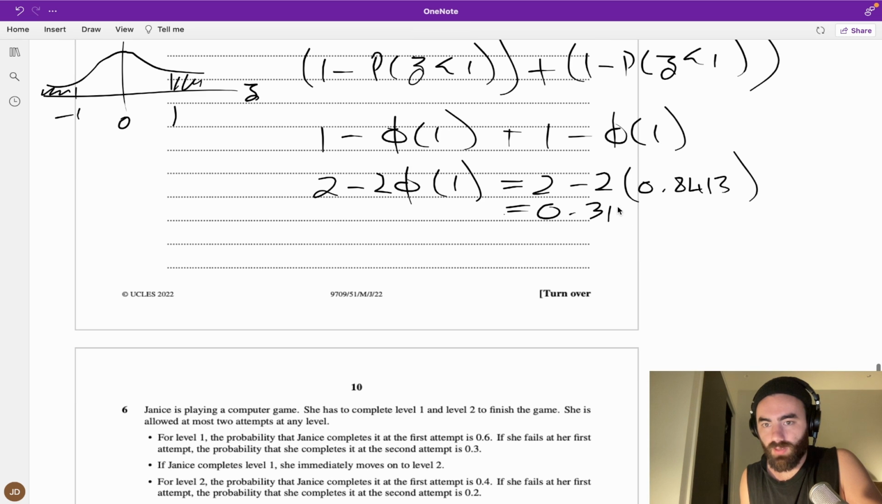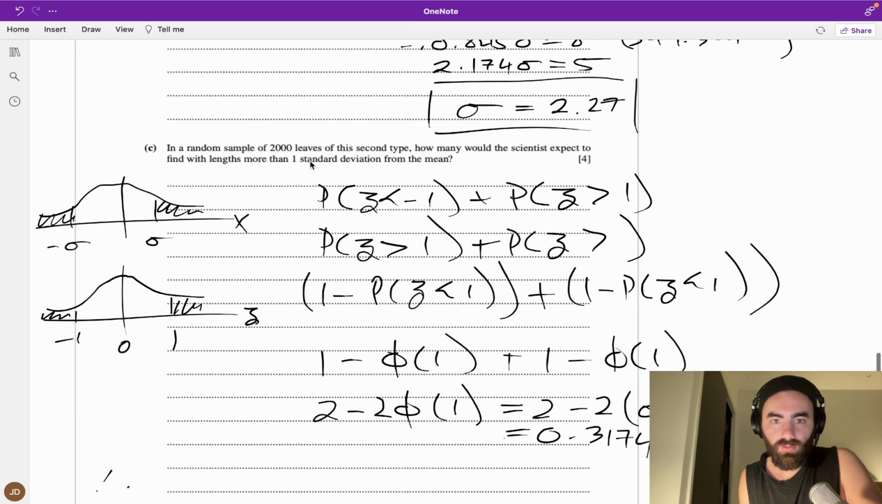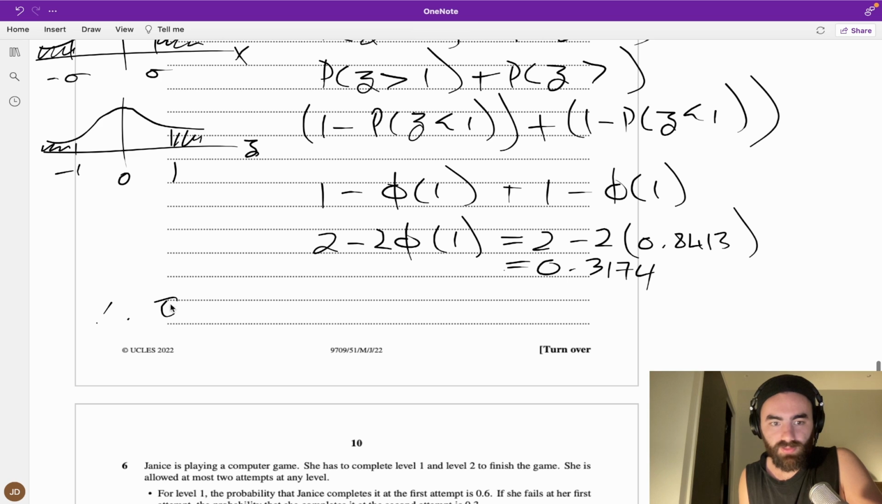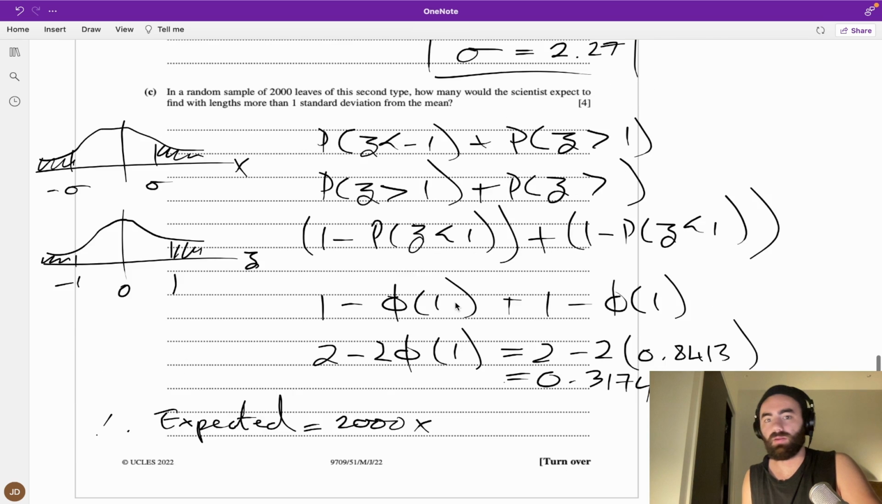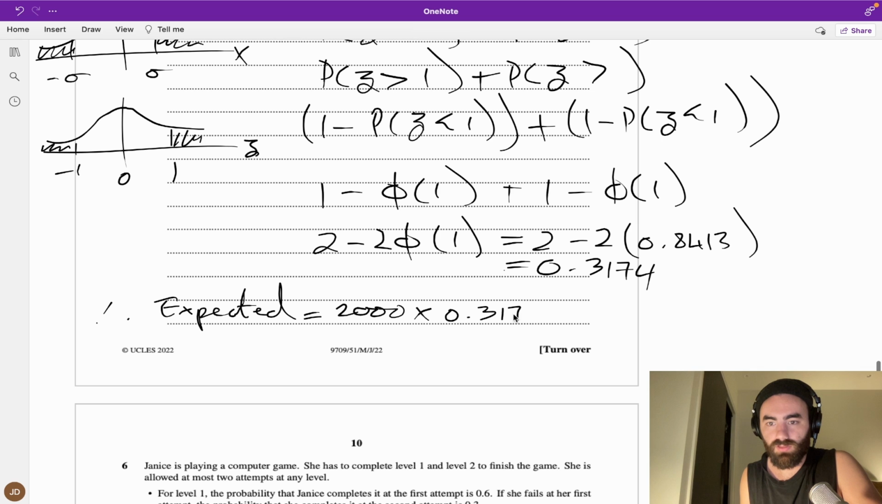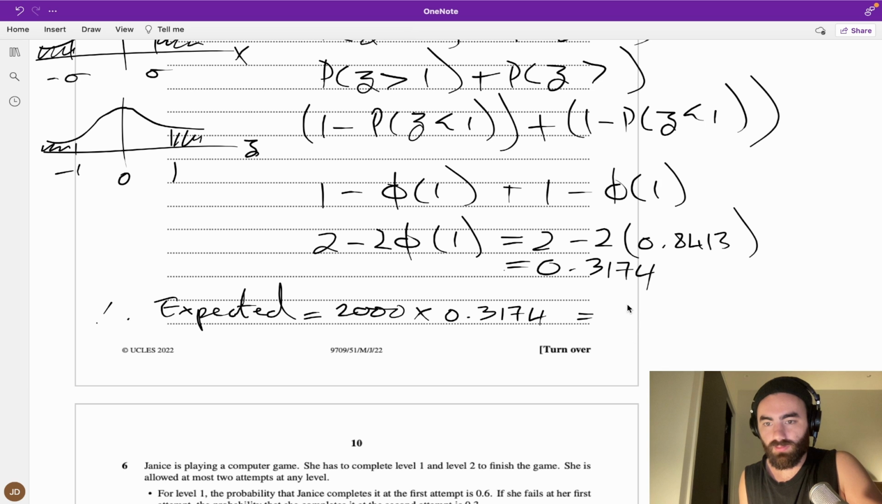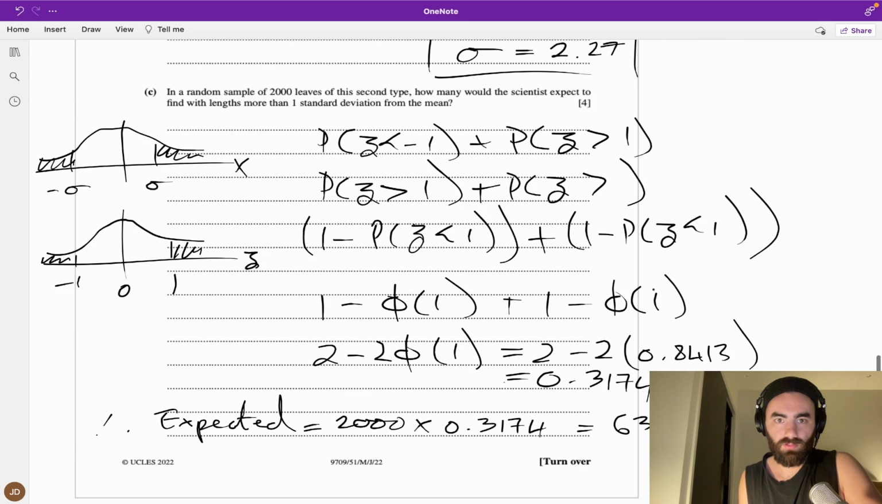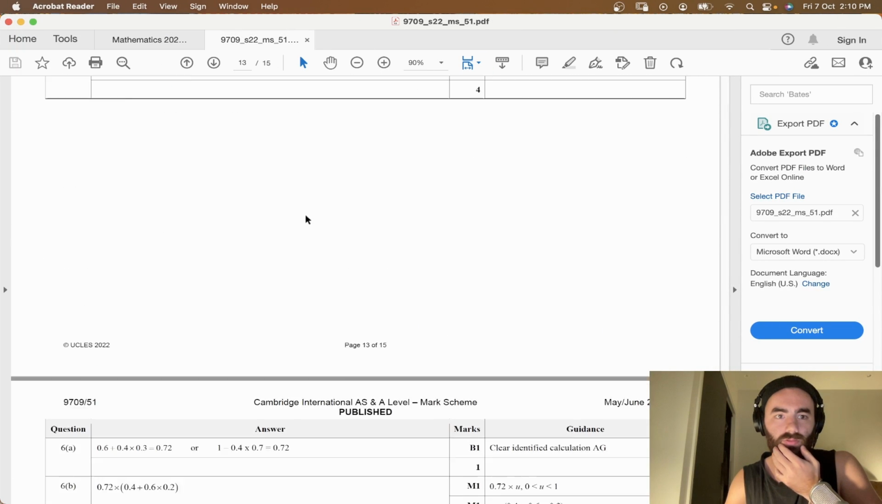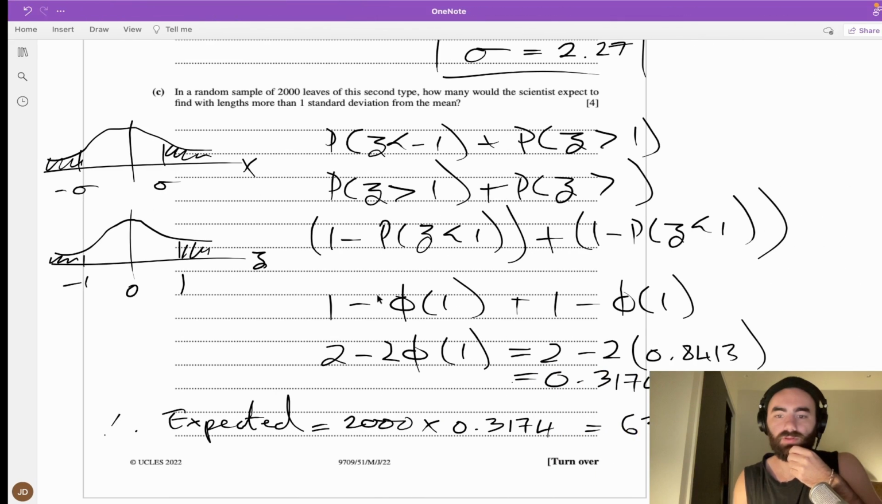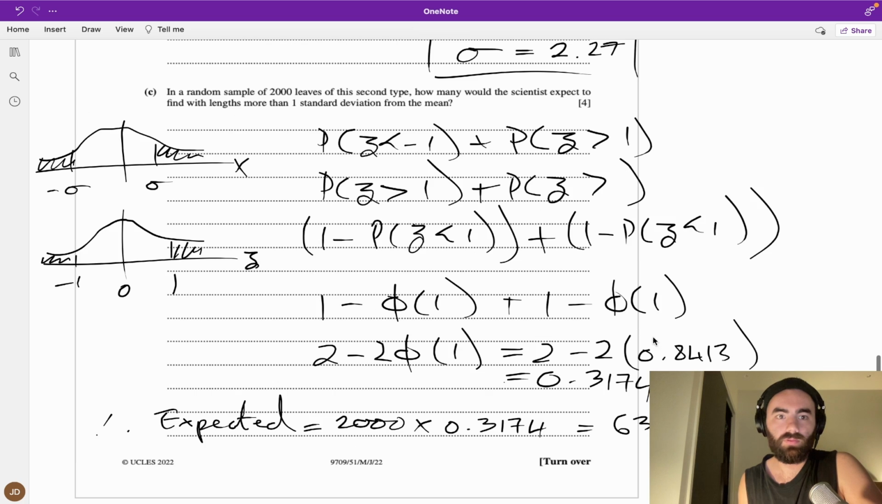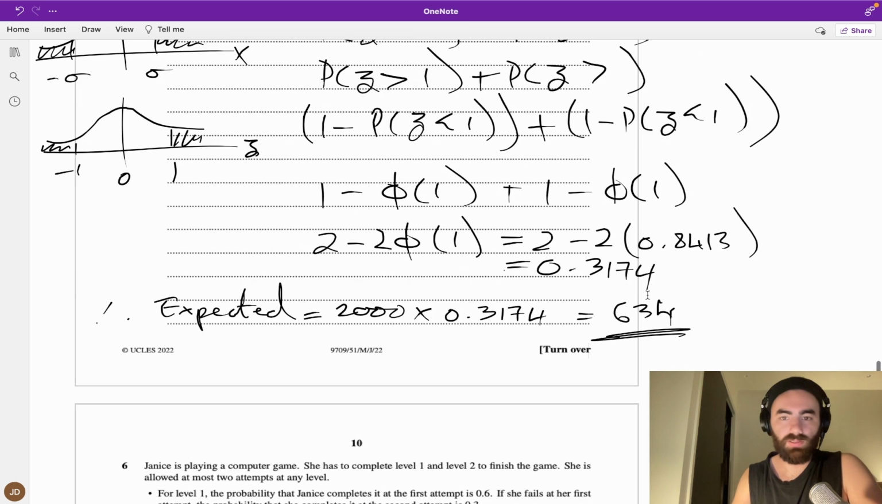So this equals 0.3174. And therefore, the expected number will be 2000 times this, because this is the probability for 1 leaf, so for 2000 we want this times 2000, which is 634.8. 634.8 leaves are expected. I guess we'd have to say the actual number, so you could say 634, 635. It's really rough. 634. So that's right.